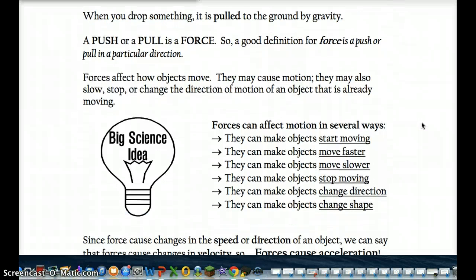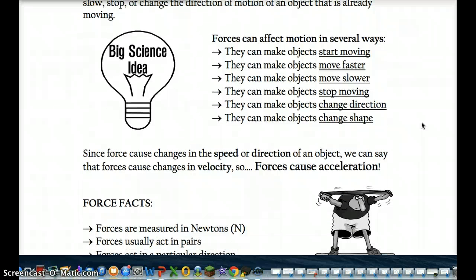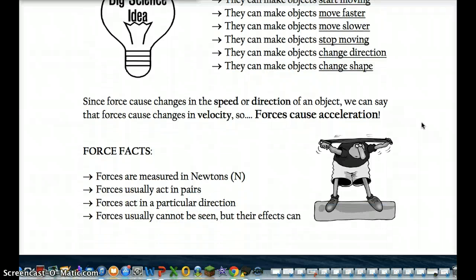They may cause motion. They may also slow, stop, or change the direction of motion of an object that is already moving. Forces can affect motion in several ways. They can make objects start moving, move faster, move slower, stop moving, change direction, and change shape. Since forces cause changes in the speed or direction of an object, we can say that forces cause changes in velocity. So, forces cause acceleration.